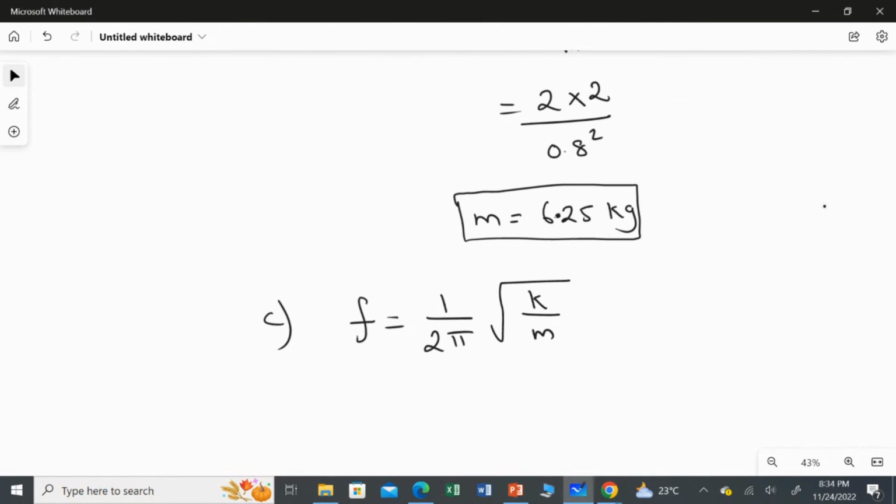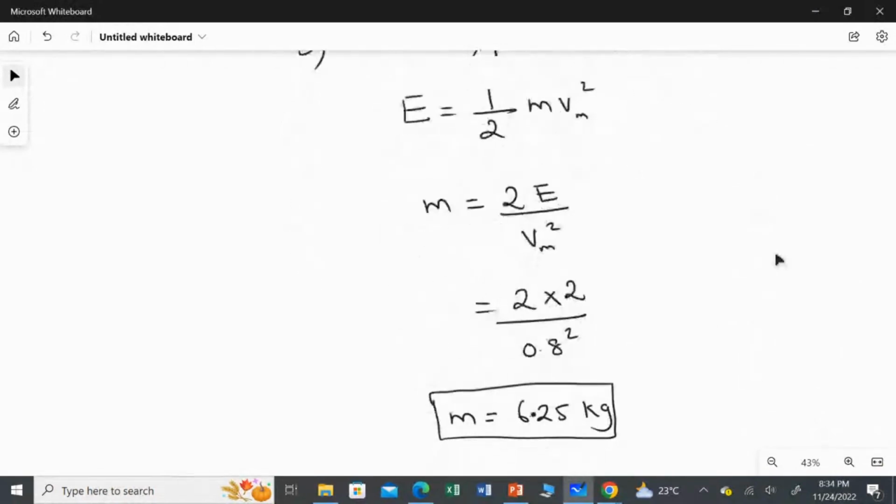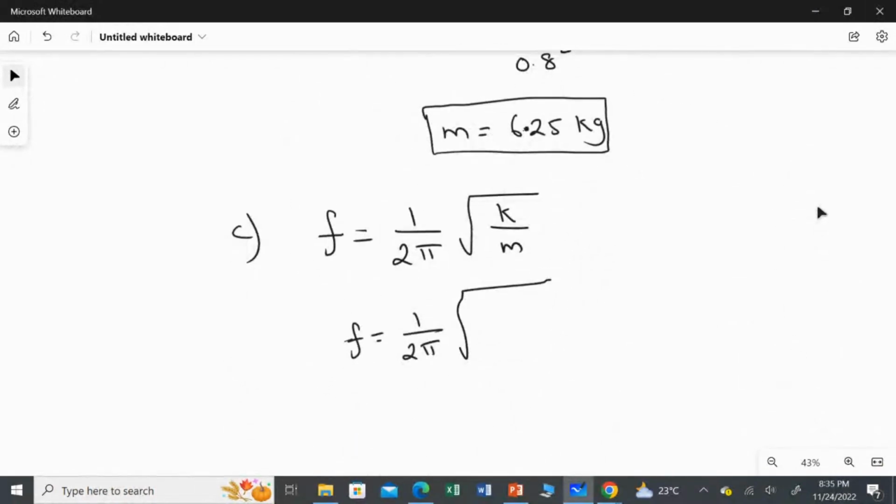Am I right? So now I'm going to substitute all the values which we already found in the previous parts, because in the first question we found the value of the spring constant, and in the second part we found the mass. Once you substitute the values, you will easily find the answer for the frequency of the oscillation. So therefore f is equal to 1 over 2 pi square root of, what is the value of the spring constant? I think it's 400, right? Yes, 400 divided by our mass value, 6.25, right?